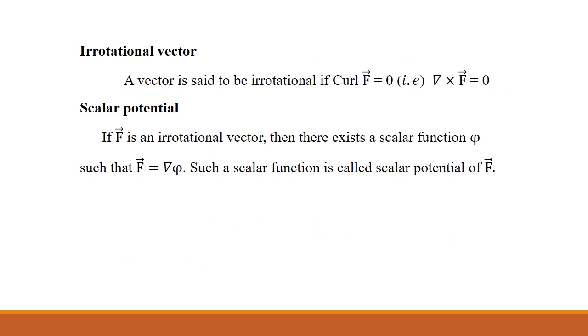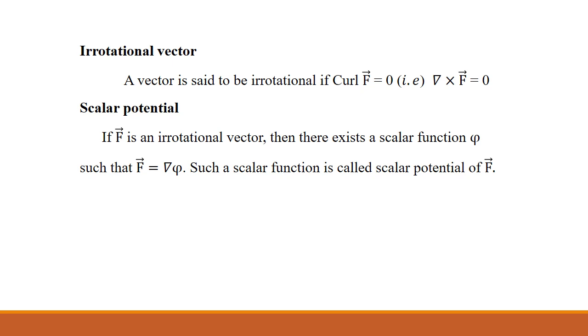Next, irrotational vector. Here one vector f vector is given. Check whether this vector is irrotational, means how to find del cross f vector. Here if del cross f vector equal to 0 vector, then the given vector is irrotational. A vector is said to be irrotational if curl f vector equal to 0 vector, that is del cross f vector equal to 0 vector.